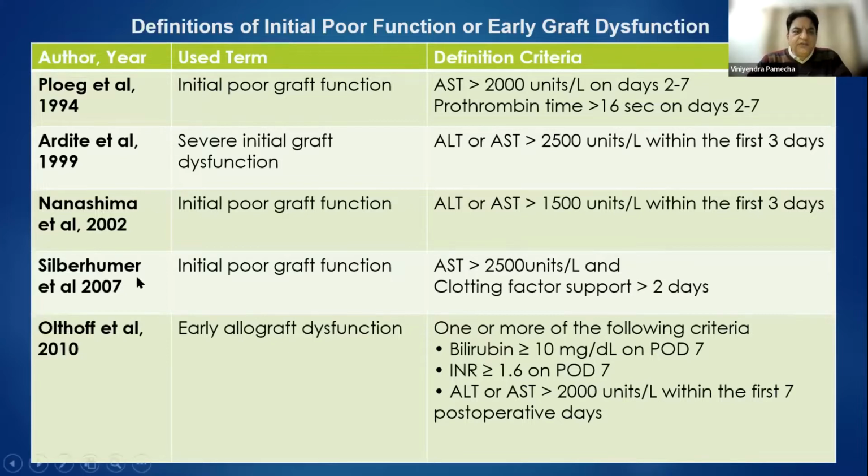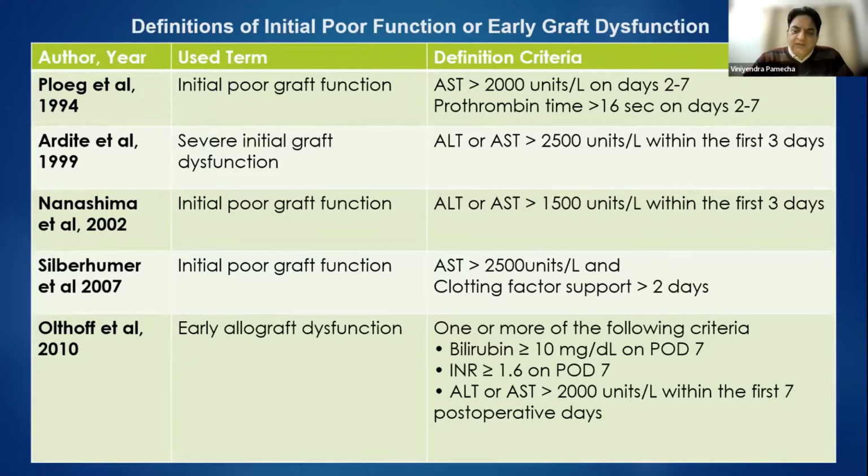These were earlier definitions, mainly based on levels of AST. That was basically more than 2000 or more than 2500 ALT within the first 7 days of transplant, the definition used for initial poor graft function. Then in 2010, Olthoff defined a definition based on bilirubin and INR: a bilirubin of more than 10 milligram per dL on day 7 or an INR of more than 1.6 on day 7. They also included the AST component, which is more than 2000 within the first 7 postoperative days.